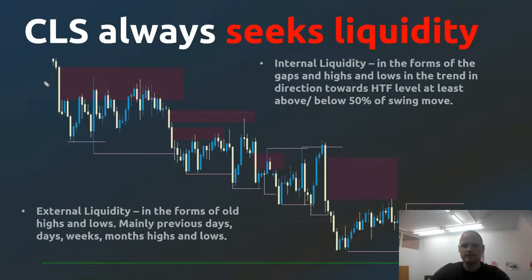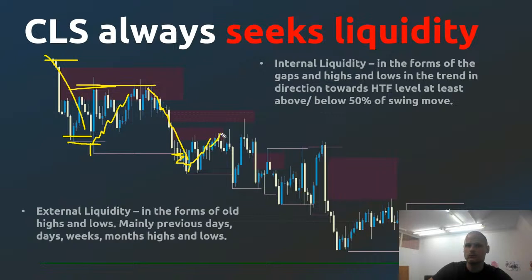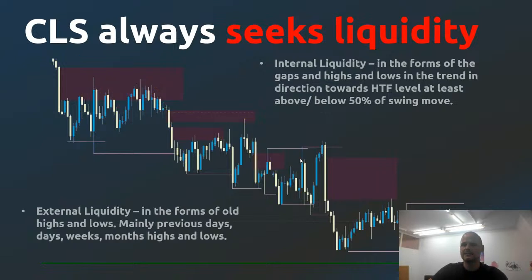So basically we have a price that moves down, hits external liquidity, and then it retraces 50% of this move into the internal, into the gaps, right? Then again, we go down, we break external liquidity, we retrace 50% into the internal liquidity, into the gaps, right? Again, external, internal, external, internal. So basically higher highs, higher lows. That can be a way of looking at it.